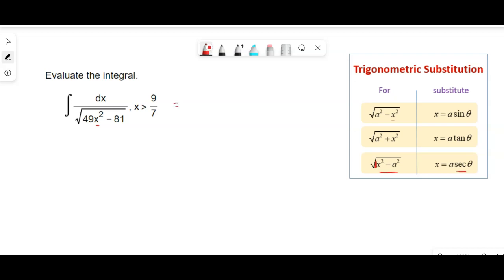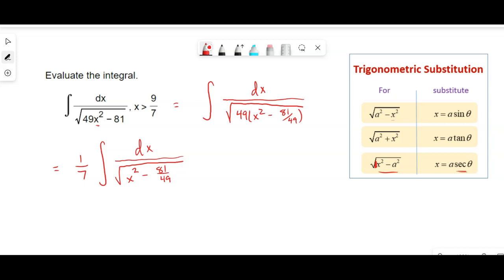We have to manipulate it just like we did with the formulas from the tables. So we're going to do a little manipulation here to make the formula work, and that's going to be to factor out this 49. And when I do that, I'm going to get an x squared minus 81 over 49 in the denominator. All right, notice the square root of 49 is 7, so this will come out as 1/7 the integral of dx over the radical, the square root of x squared minus 81/49.